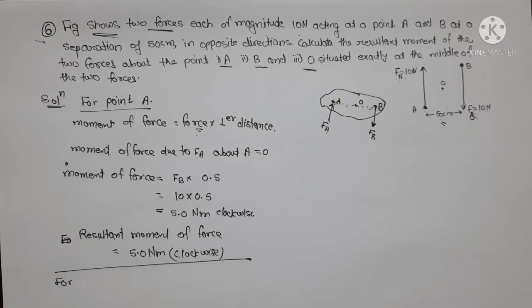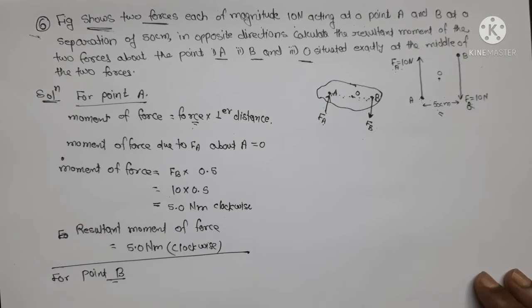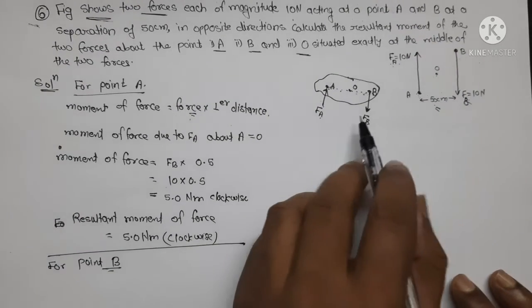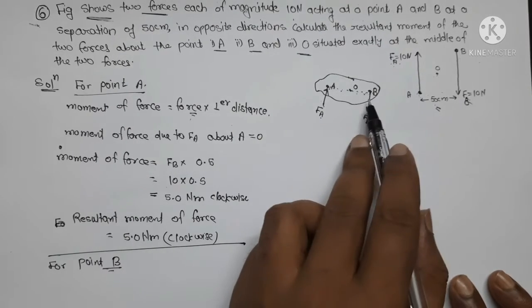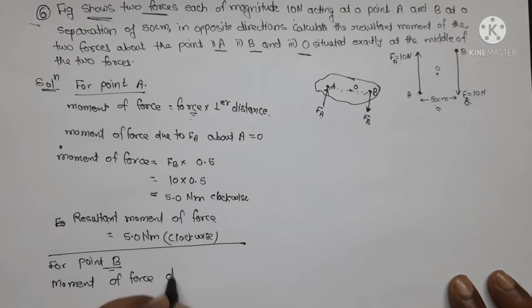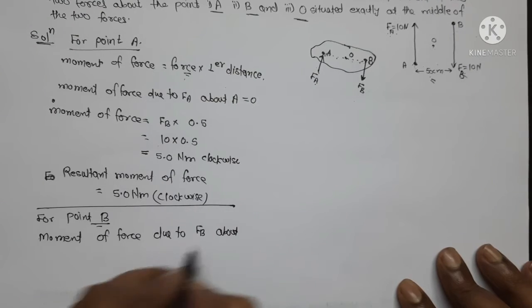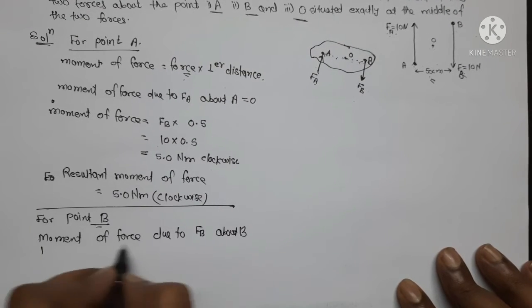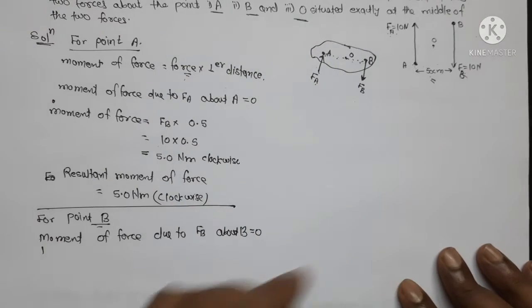Similarly, we can find it for point B. Now see, as we did for A, we can do exactly the same for point B. How? See, FB is exactly acting on the point B, so the moment of force due to FB will be zero. So we'll write directly the moment of force due to FB about B will be simply 0. Why? Because that is exactly on the line.